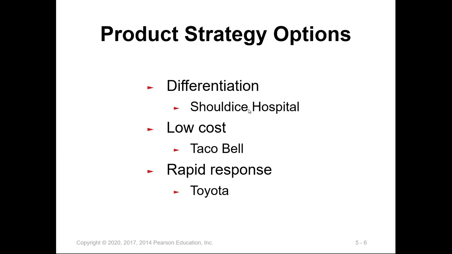Differentiation, which is providing goods or services that are different from other competitors in the market. The second strategy is competing by offering lower cost than competitors. And the third strategy is to respond to customers faster than other competitors in the market. And later on, you will see that we can actually mix two or actually all three of them if needed to achieve our competitive advantage in the market.